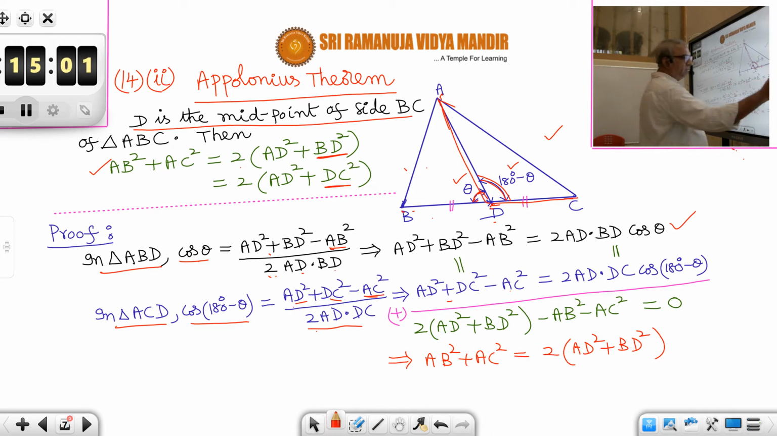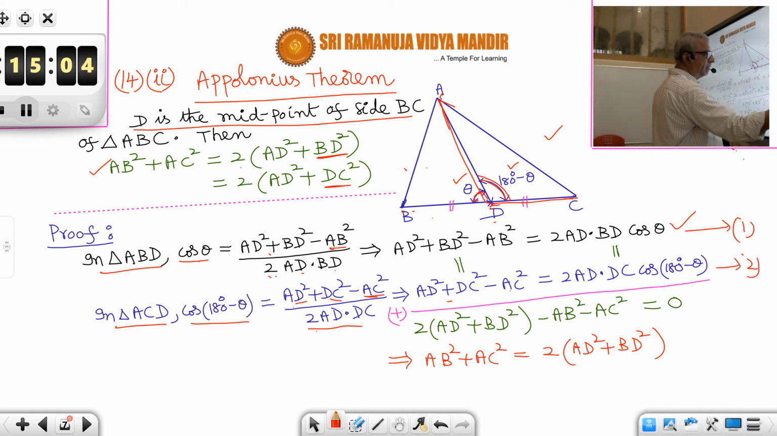So now take these two equations, first equation and second equation, and add them. So I have shown the plus sign here. I am adding them. What happens on the right side is, see, I have shown equality sign vertically. What I mean is BD is equal to DC. From the diagram it is very clear. D is the midpoint of BC, BD is equal to DC. So 2AD same, BD and DC are equal.